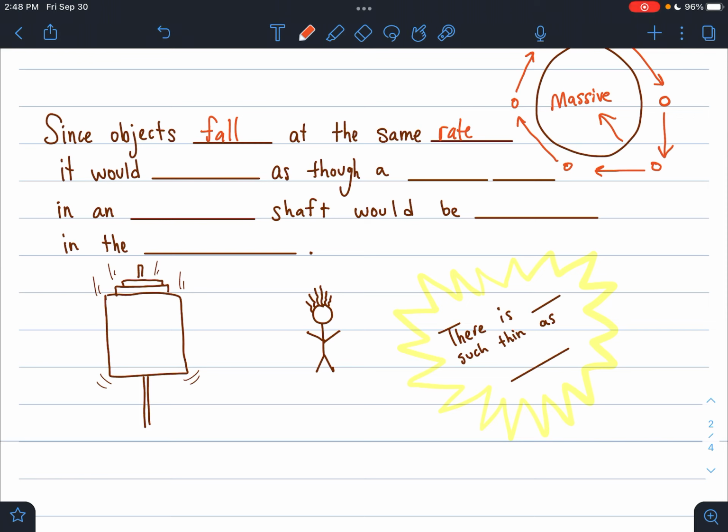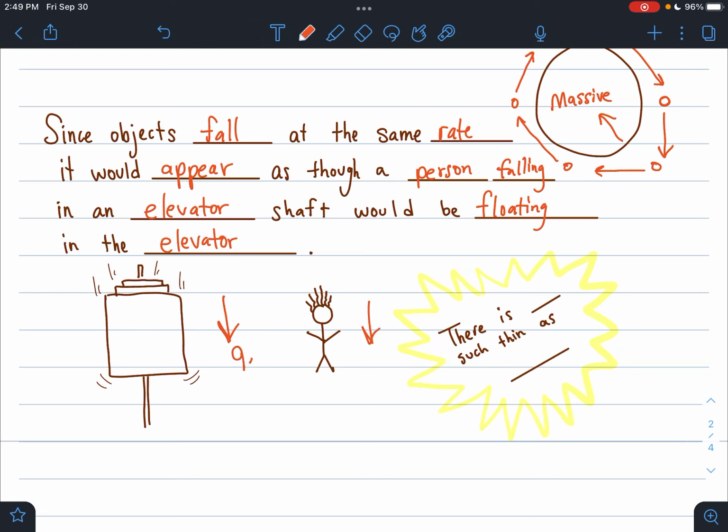Now since objects fall at the same rate, this is kind of a tricky thing, it would appear as though a person that is falling in an elevator, let's imagine an elevator, actually Einstein imagined this, that there's an elevator that's constantly falling. So imagine there's a person inside of that elevator that's constantly falling and it never hits the ground. Since objects fall at the same rate, it would appear as though a person falling in an elevator shaft would be floating in the elevator. So that elevator is in free fall. The human is in free fall.